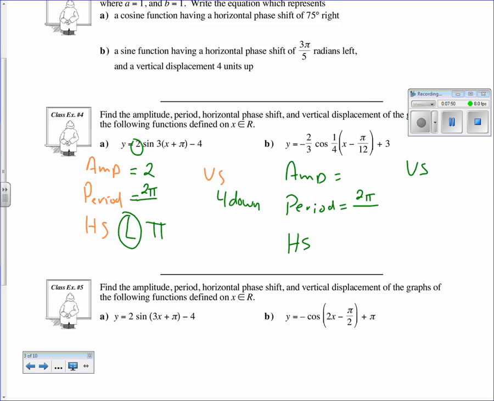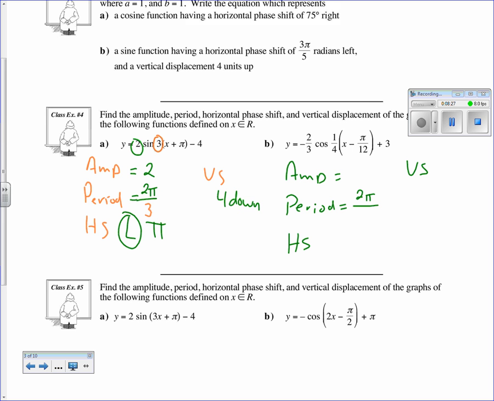Probably the most awkward piece to take apart is finding the period. Finding the period is the coefficient that's in front of the x. In this case, it's factored out. In B, it's factored out. In the next 2 examples, it's not. It's a little more awkward. So my period is calculated by taking 2 pi divided by my B value, which in this case is just 3. 2 pi over 3. And with that similar approach, I have an amplitude.